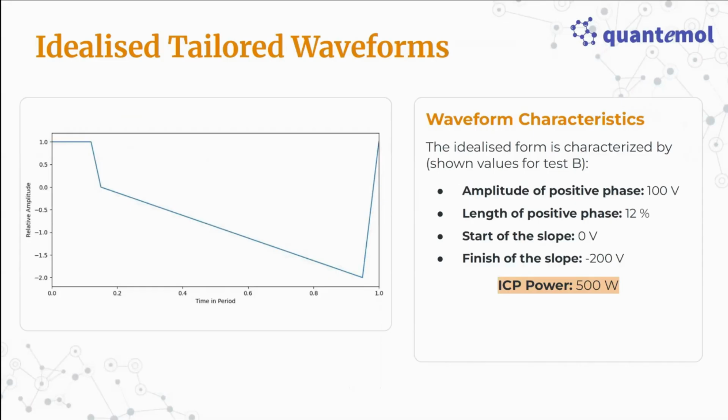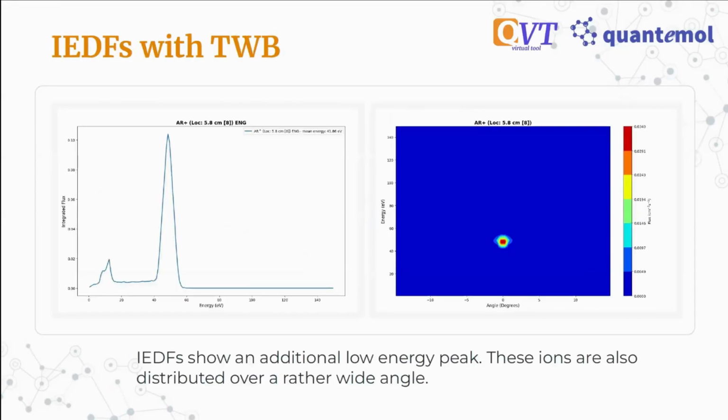We have a short positive phase, then a transition to 0, and then this long negative phase with the slope, and then it goes back up to the positive phase. And you see some values which we used for this test B, where we have the wafer but a constant DC self-bias. Without the wafer, but with a time-varying DC self-bias, we checked with slope and without slope. And in general, we can get these monoenergetic IEDFs using these tailored waveforms.